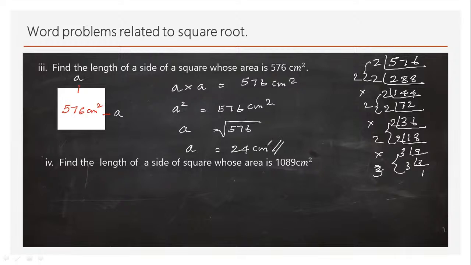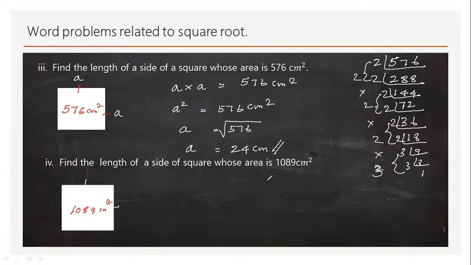Next one, find the length of the side of a square. So the area is 1089. Right. I will draw the square here. That is also a square. Length and breadth are equal. It means the area has been given, 1089 square centimeter. Then really it is easy for you.